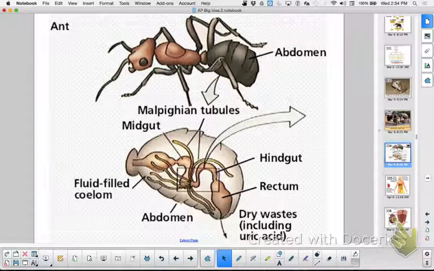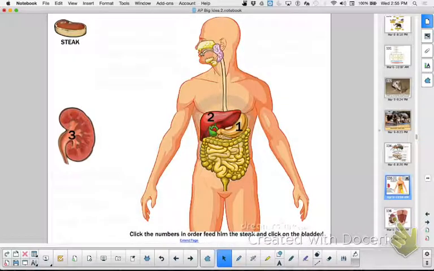So they're worried about waste and nutrients. And so they have these Malpighian tubules that extend out into their abdominal cavity, and it'll pick up any waste, and they can get rid of it, or they will put it back into their system. It'll get reabsorbed out of their intestines, which would be like right here.